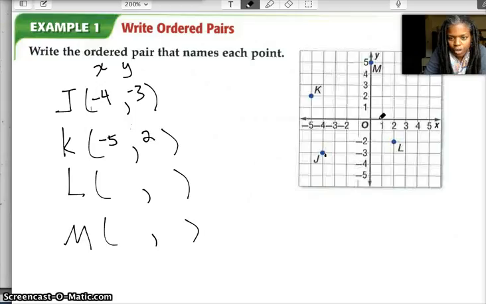Looking at L, we're going to go to the right along the x-axis, all the way out to 2 to get above L in this case. So we're at 2, and then we're going to go down 2, which brings us to -2.